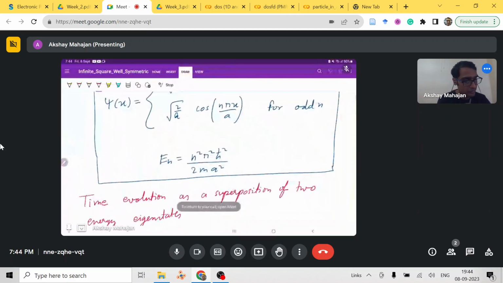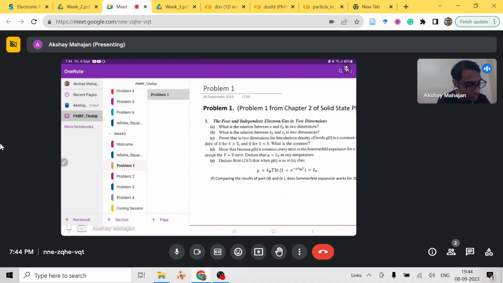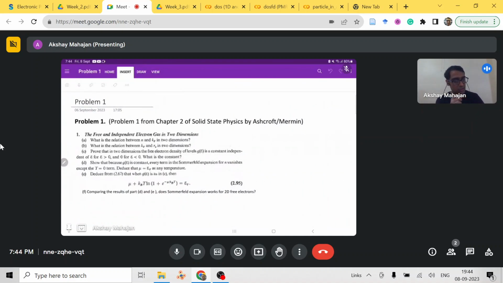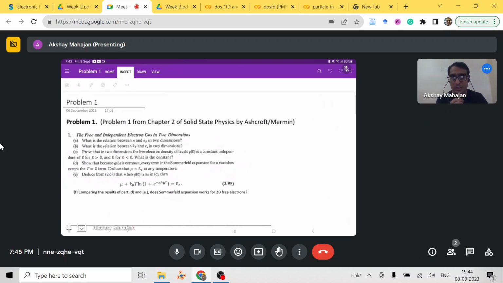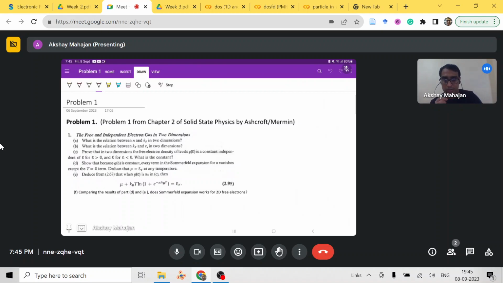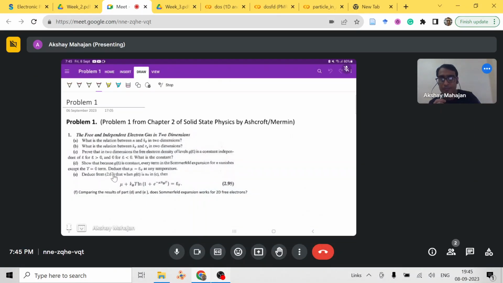So now we will go to some problems from the Sommerfeld model. So first we will do this problem 1 from chapter 2 of Ashcroft and Mermin.